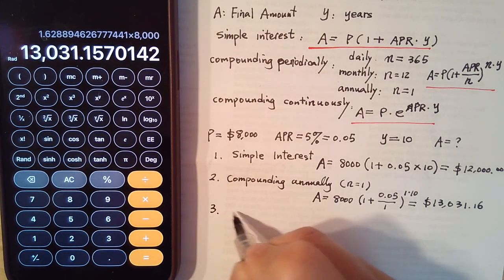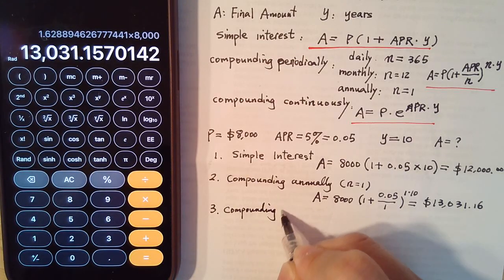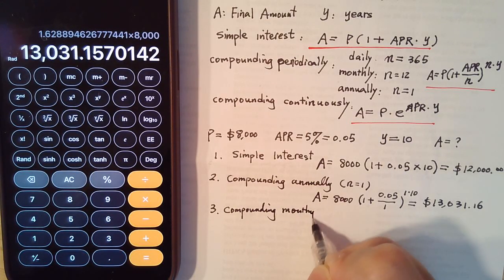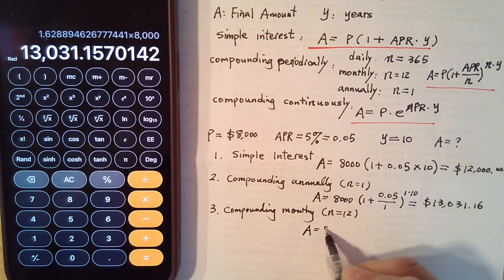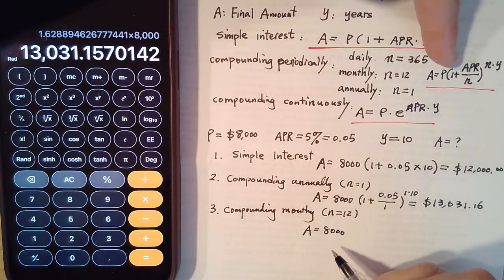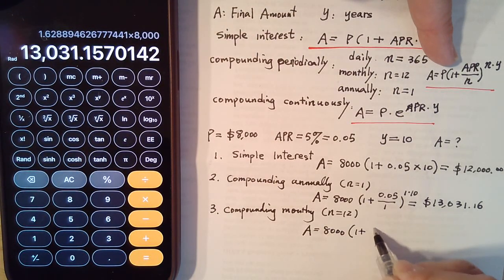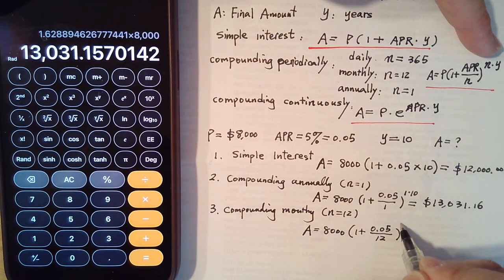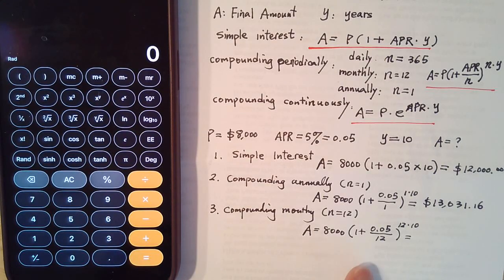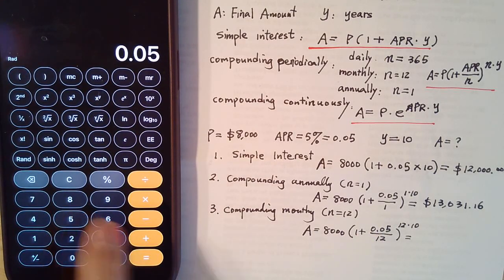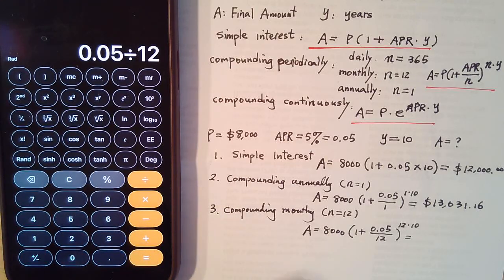So number 3, let me do compounding monthly. For that case, n will be 12. So my formula, I plug in the numbers, is going to be $8,000, just like this one, times (1 plus 0.05 divided by 12) to the power of 12 times 10. All right. When you use the calculator again, you're going to start with 0.05 divided by 12.